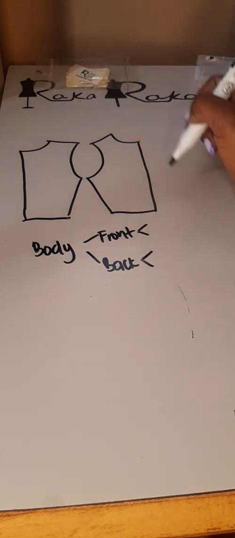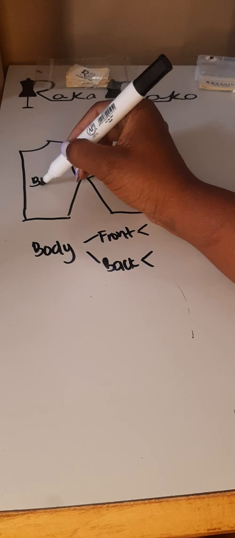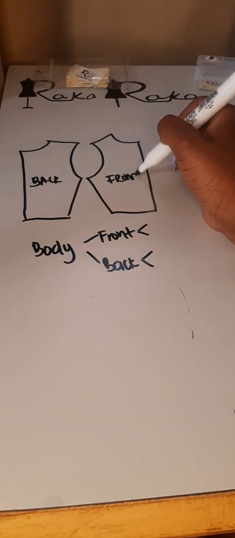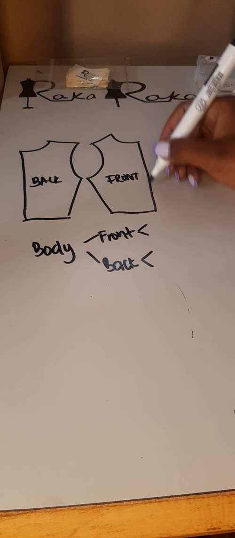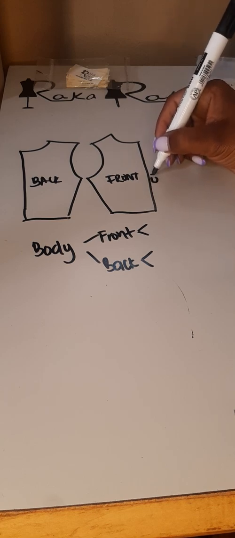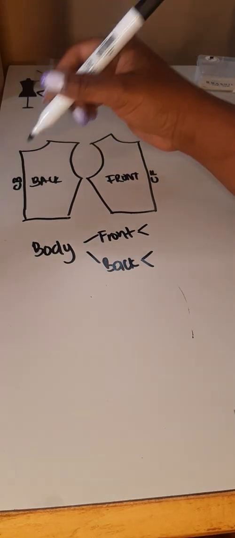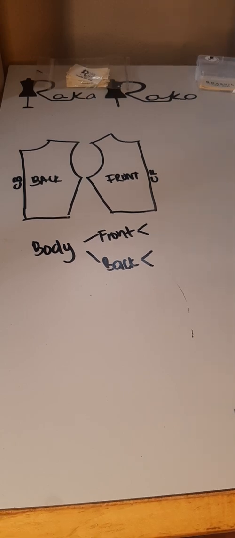So if you look at these two, this is the back and this is your front. If you look carefully, you will see that this is half of the back, half of the front. So obviously this line here is going to be the center of your front. This line here is going to be the center of your back. CB, never forget these 2 things. Very important acronyms: CB, CF. Center back and center front.